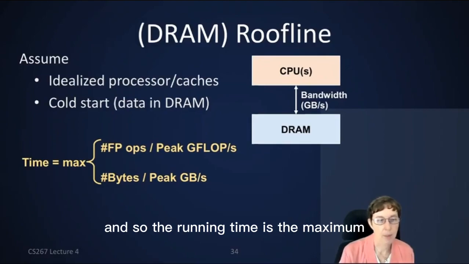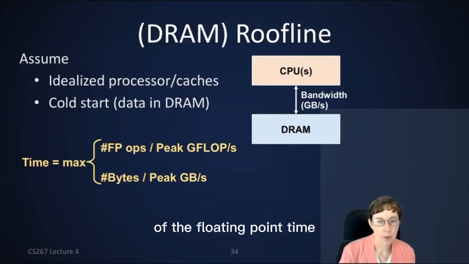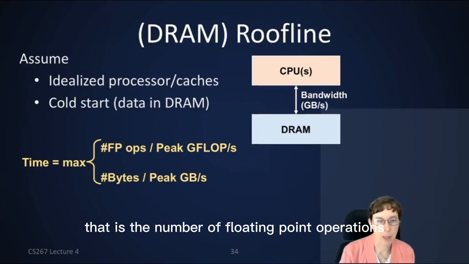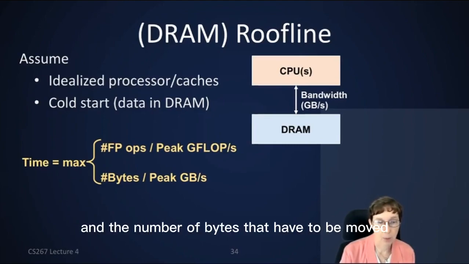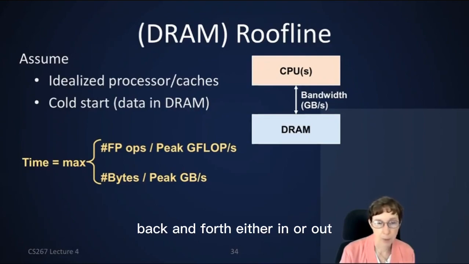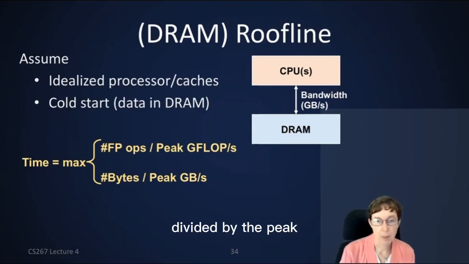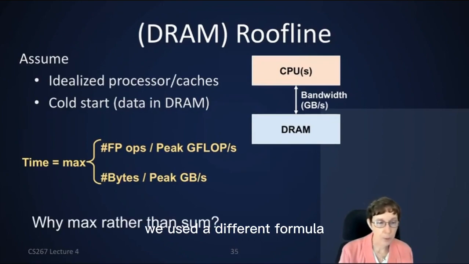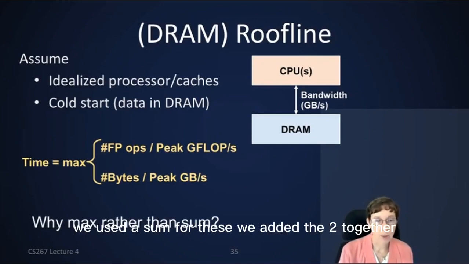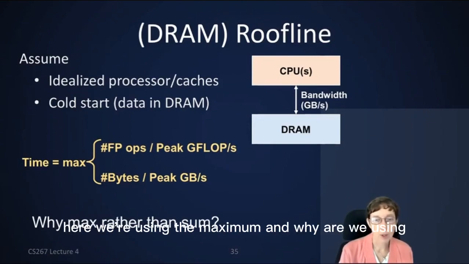And so the running time is the maximum of the floating point time, that is the number of floating point operations divided by the peak, and the number of bytes that have to be moved back and forth, either in or out, divided by the peak bandwidth of the machine. So before, at the beginning, I showed you in lecture 2, we used a different formula. We used a sum for these. We added the two together. Here we're using the maximum.